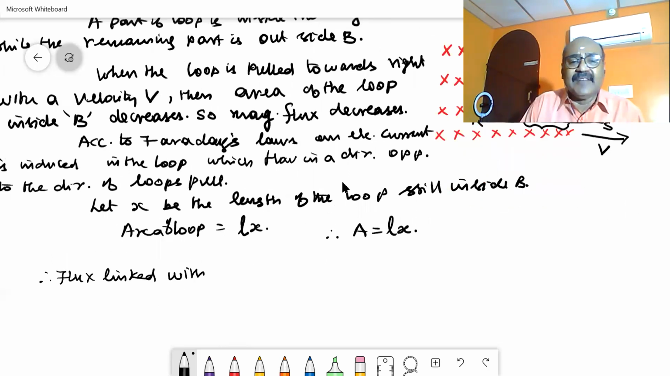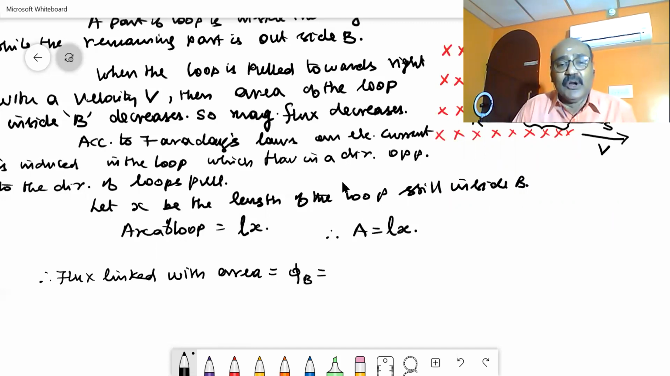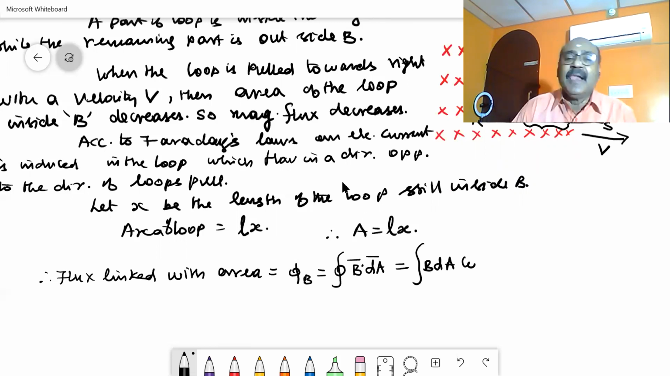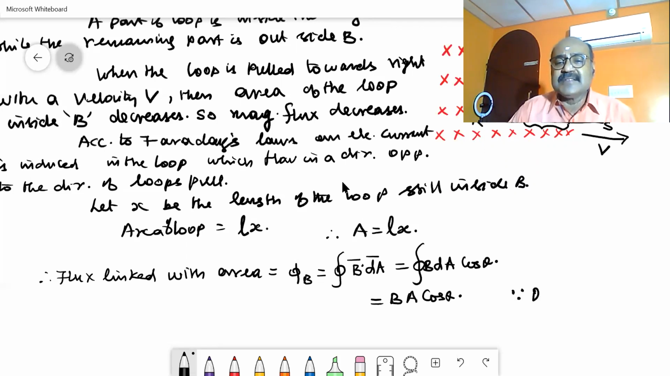The flux linked with the area we write in general as phi or phi B, given by the formula closed integral of B dot dA, or B vector dot dA vector, which is equal to the integral of B into dA into cos theta. When I integrate this, I get B into the integral of dA into cos theta. Since theta is equal to 0, cos theta is equal to 1.